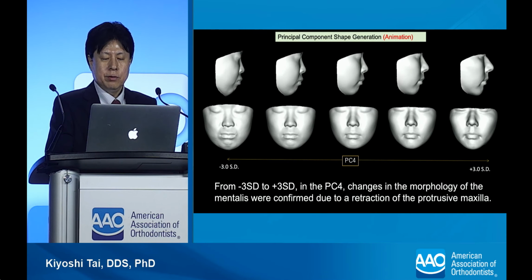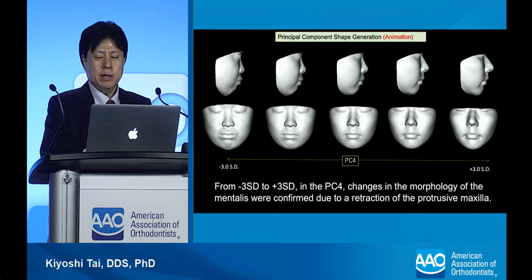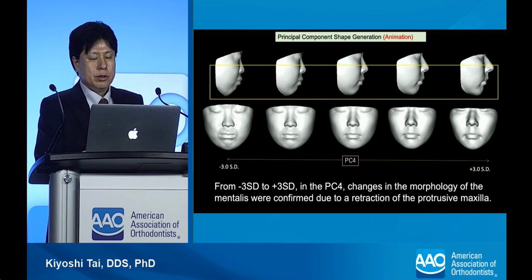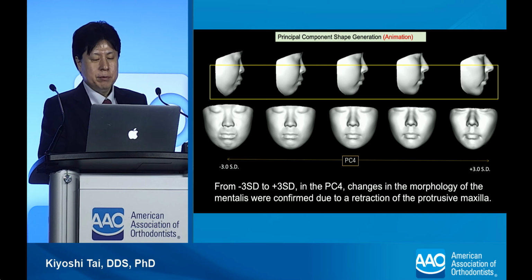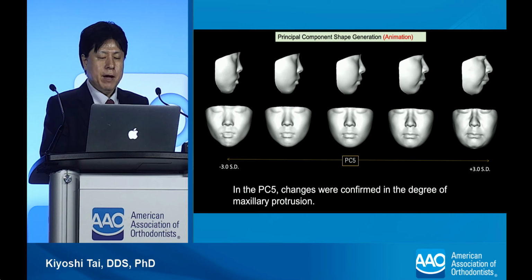In the PC4, changes in the morphology of the mentalis were confirmed due to the retraction of the protrusive maxilla. In the PC5, changes were confirmed in the degree of maxillary protrusion.